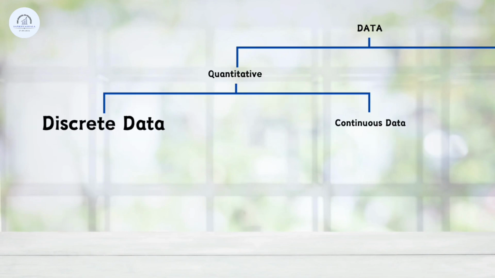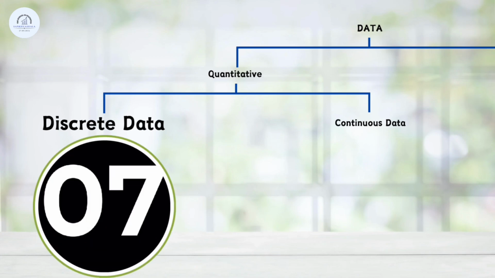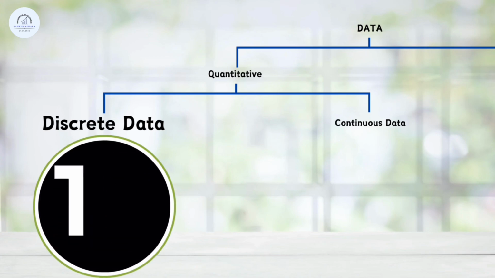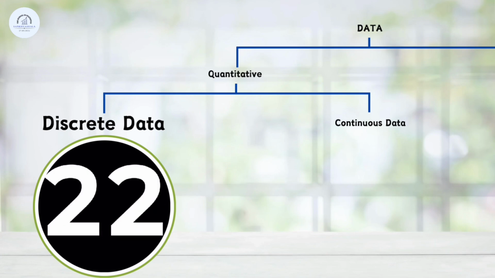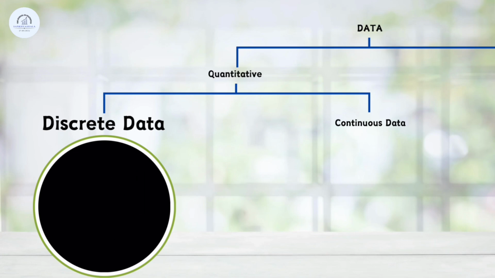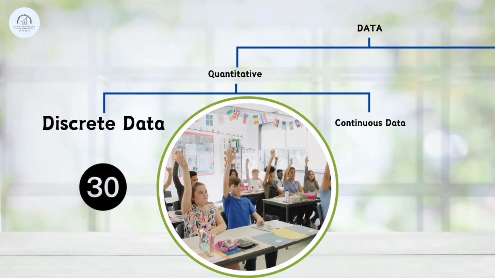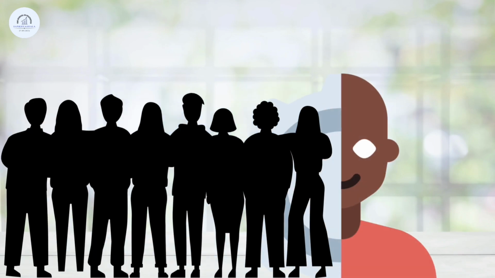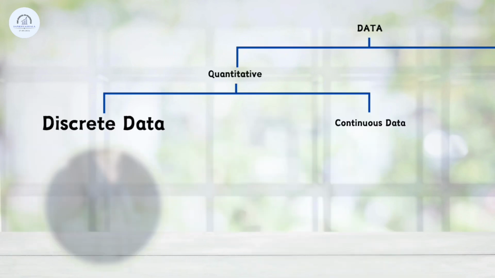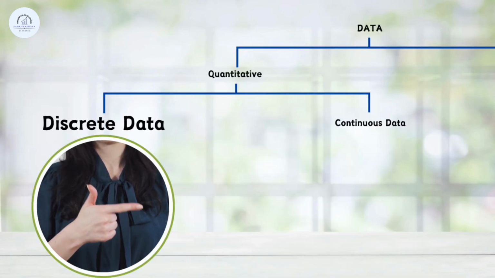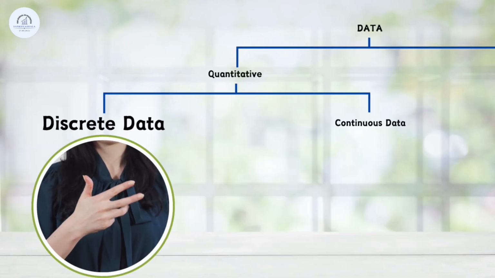Discrete data are values that can be counted. For example, if you count the number of students in your class, you'll end up with a whole number. Let's say 30 students. This is a perfect example of discrete data because you can't have 30.5 students. You count each student as a whole individual.